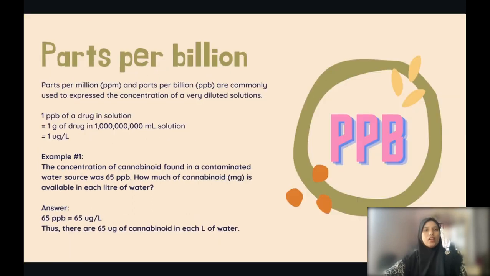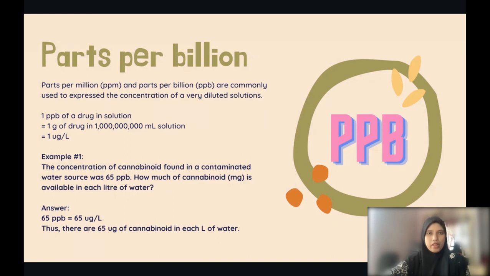Parts per billion, on the other hand, is equal to 1 microgram per liter. 1 gram of drug in 1 billion ml of solution will be equal to 1 microgram per liter. Let me give you one example.